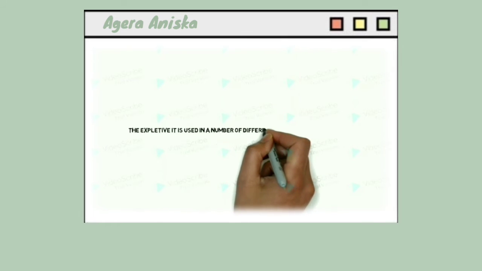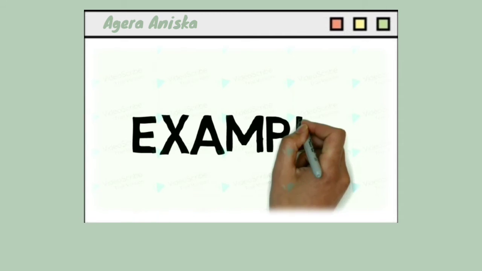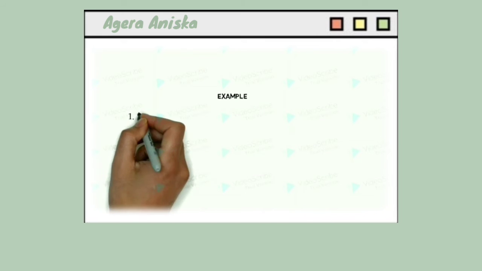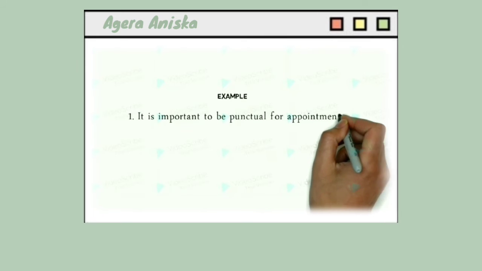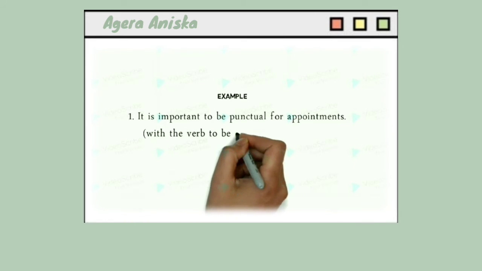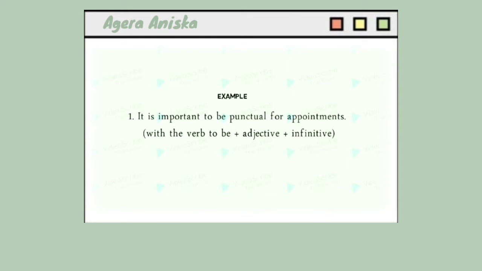Next, the expletive it is used in a number of different situations and patterns. Example, it is important to be punctual for appointments. Is it the formula with the verb to be plus adjective plus infinitive? Okay.